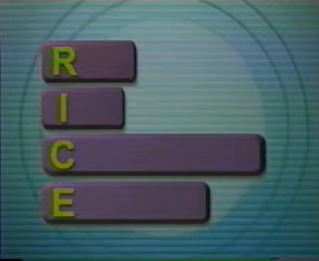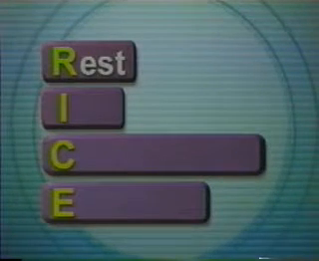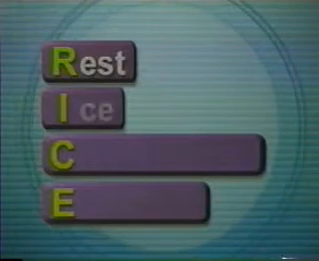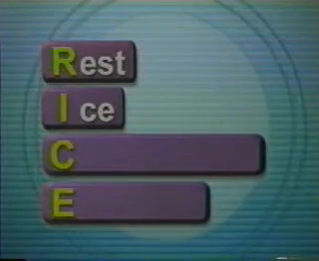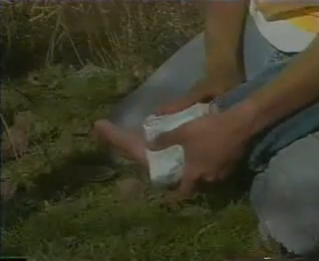Remember RICE as the treatment for bone, joint, and muscle injuries of the extremities. R represents rest, which means do not use the injured part. I stands for applying an ice pack to the injured area as soon as possible for 20 minutes. This should be done every 2 to 3 hours.